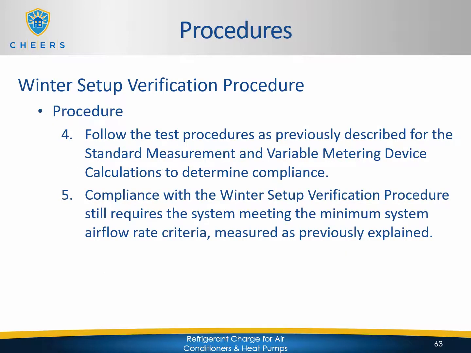You will then follow the test procedures previously described for the standard measurement and variable metering device calculations to determine compliance. Compliance with the winter setup verification procedure still requires the system meeting the minimum system airflow rate criteria measured again as previously explained. So all the previous requirements that we talked about do not change for the winter setup verification procedure. Keep in mind that that particular modified procedure can only be used with systems that have a variable metering device installed, meaning a TXV or an EXV.